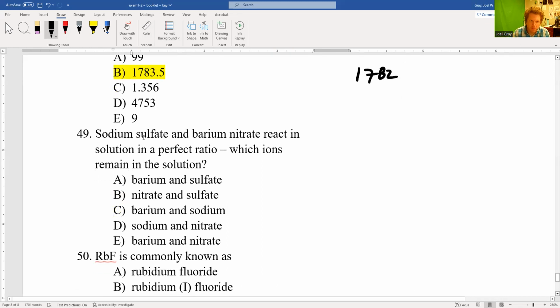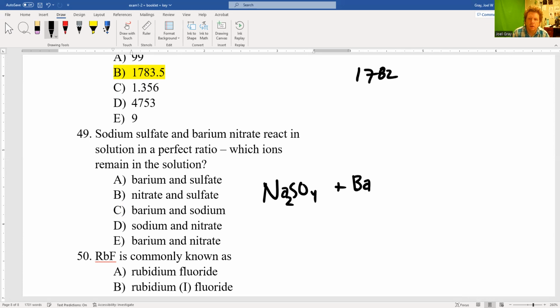All right, question number 49. Sodium sulfate, Na2SO4, plus Ba(NO3)2 react in solution in a perfect ratio. Which ions remain in solution? Okay, so this question right here, this is a precipitation reaction. So you have to know whether or not these substances are soluble.